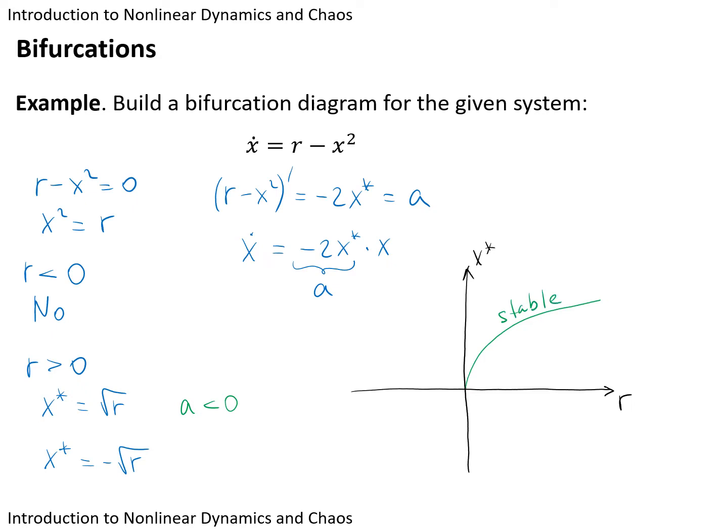If our x star is the negative root of r, then our a becomes positive. And in this case, we understand that our system is unstable, so we can use this dashed line and label it as unstable. So now our diagram is ready, and let's add that r equals 0. This is our bifurcation point.